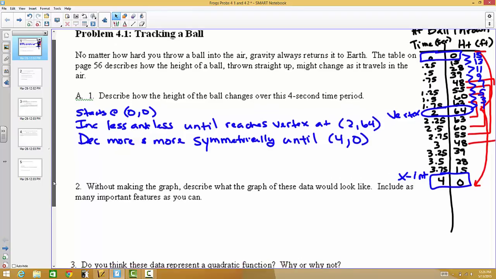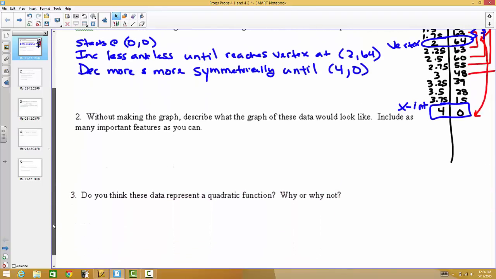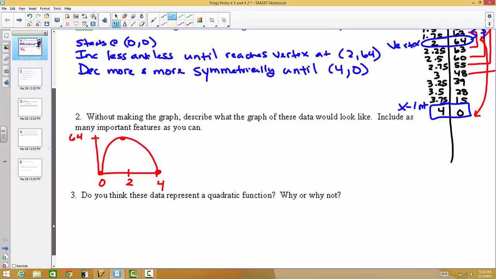So the second question says, without making a graph, describe what it would look like. Well, just so you understand, I'm going to make one. At 0, you get 0. At 4, you get 0. You don't need to plot every point. And at 2, you have your peak of 64. So this is your parabola.